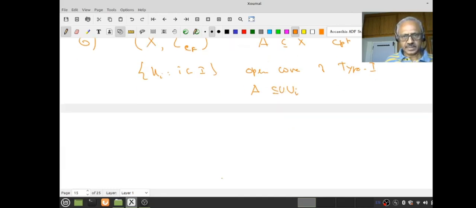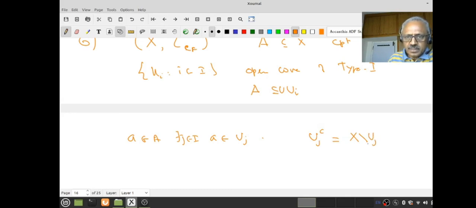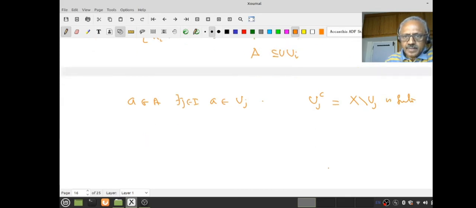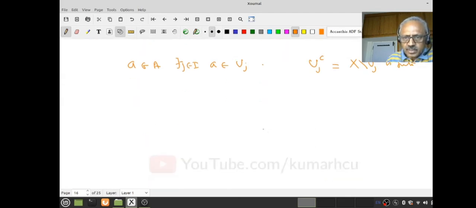Is that clear? Now fix a point in A, therefore it belongs to U_j for some j. There exists j in I so that x belongs to U_j. Now what do I know about U_j complement? U_j complement is X minus U_j, right? This is finite. You follow that?